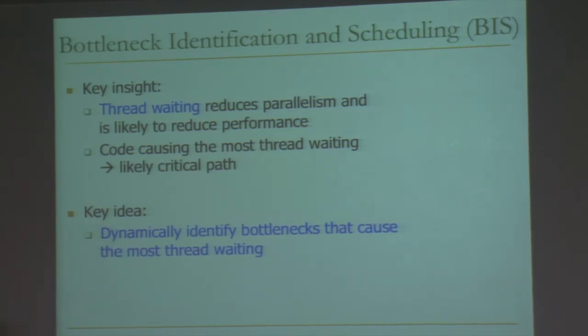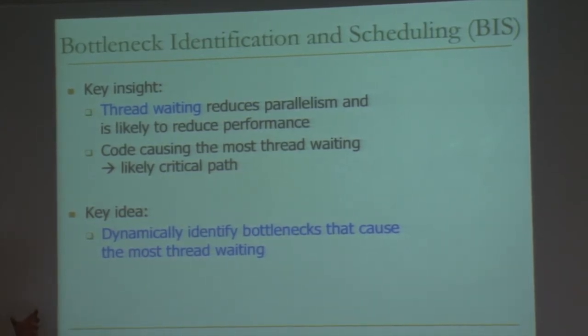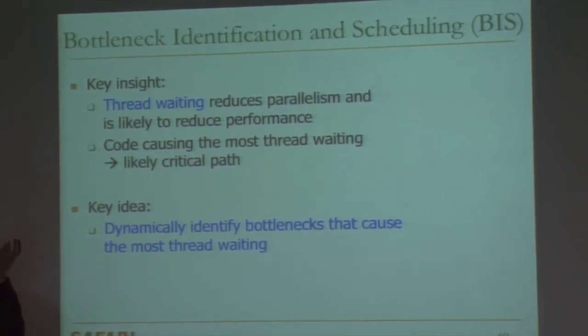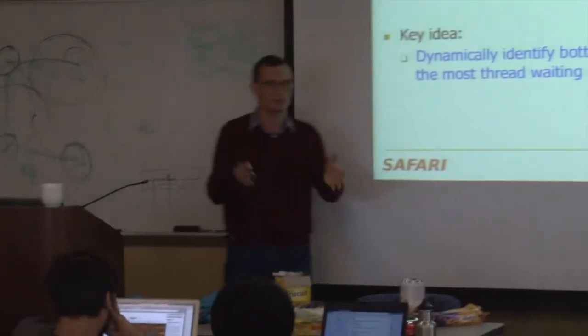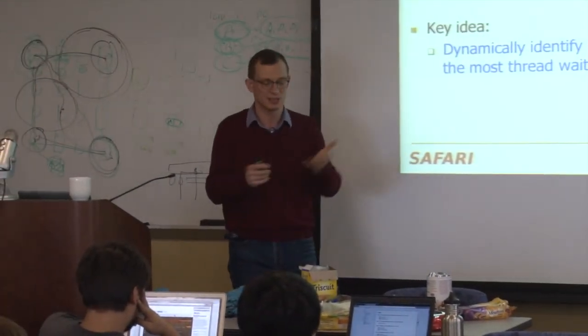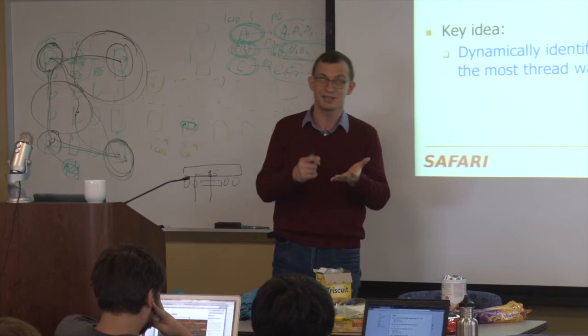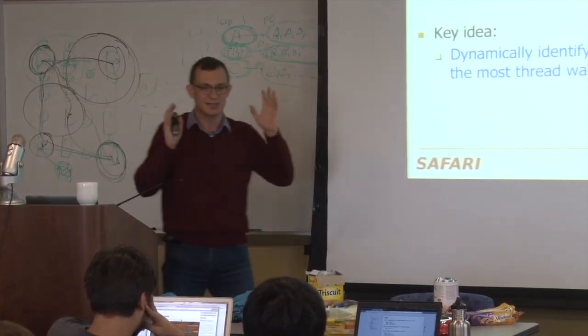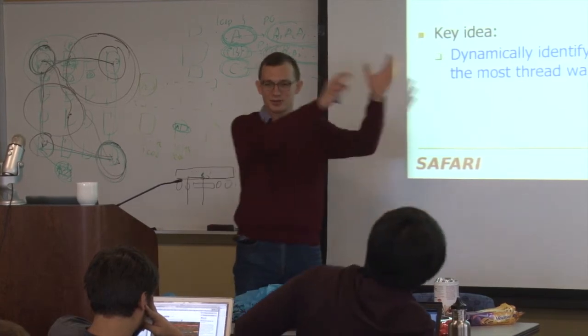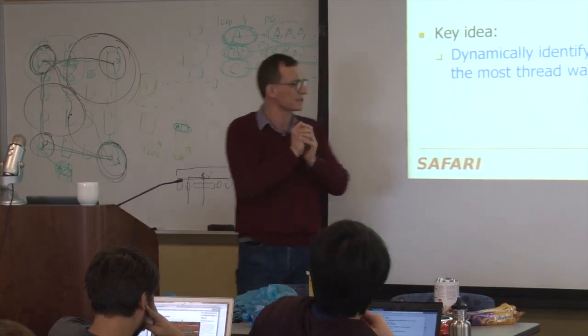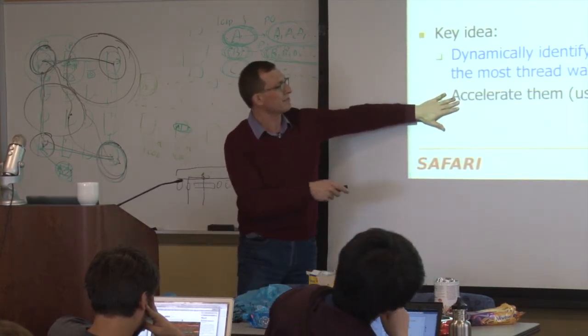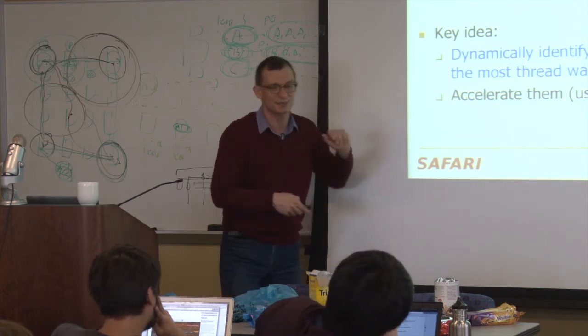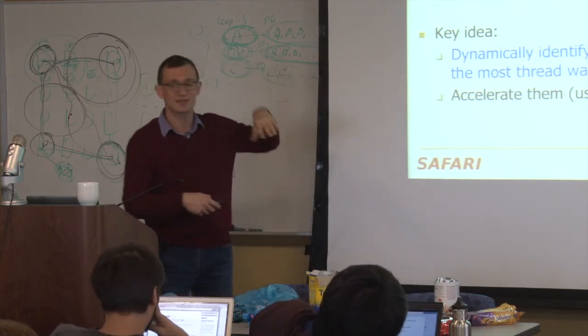Whenever a thread is waiting for a bottleneck, you increment a counter for that bottleneck, saying, oh, I'm causing this many threads to wait for this many cycles. And if that number is very high, that means this bottleneck, it could be a lock, a critical section, a barrier, a limiter stage, doesn't matter, is important. And you should ship that code to a large core to get out of it quickly and accelerate it. So that's the key idea. It's pretty simple, right? Then after this, it's the mechanics.